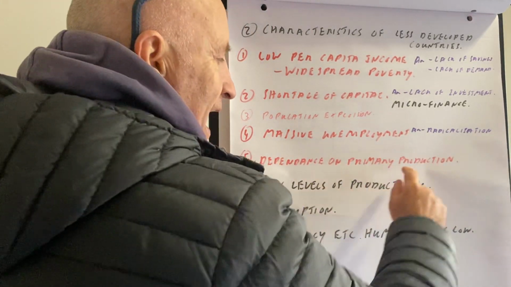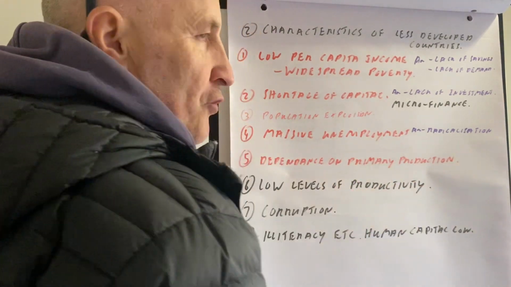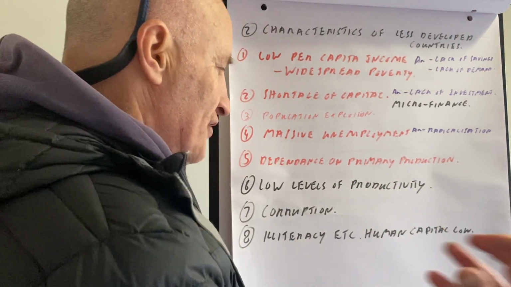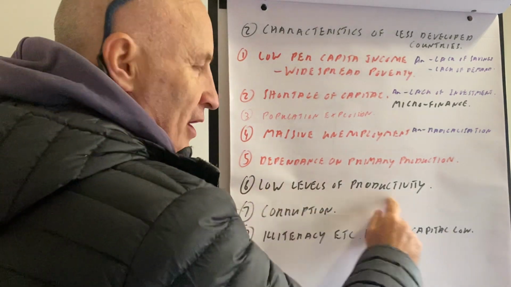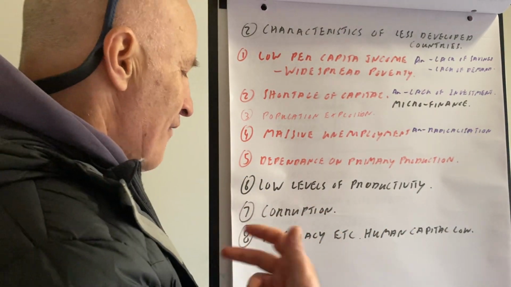There's also a dependence on primary production. And we looked at that, and the terms of trade have moved against those. So they're getting less money for those goods, but having to spend more money on capital goods that come into the economy. Low levels of productivity, corruption in the government, so therefore it's harder to move on.